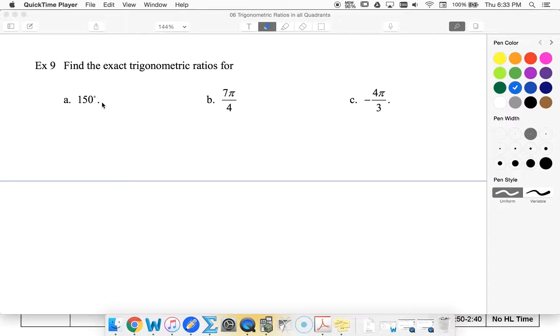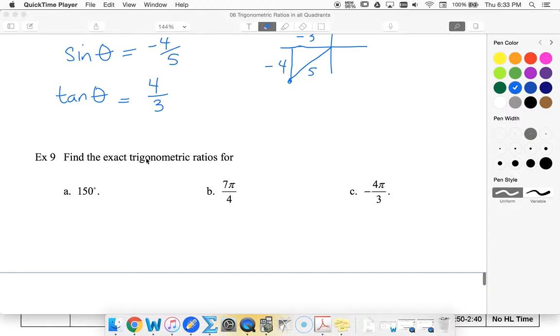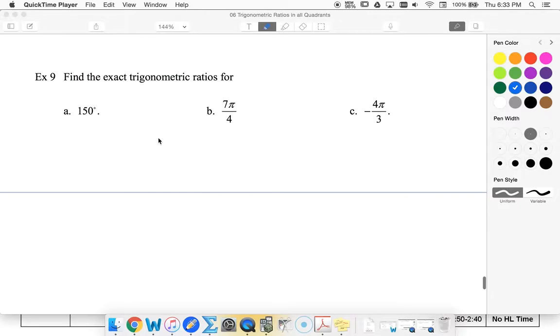All right, find the exact trig ratios. So now I want my ratios. Remember, ratios are fractions. I'm looking for things like this. 150 degrees, well, I know 150 degrees is going to be over here.